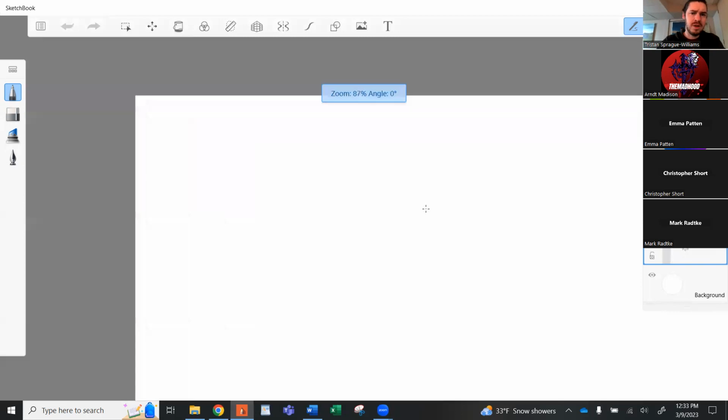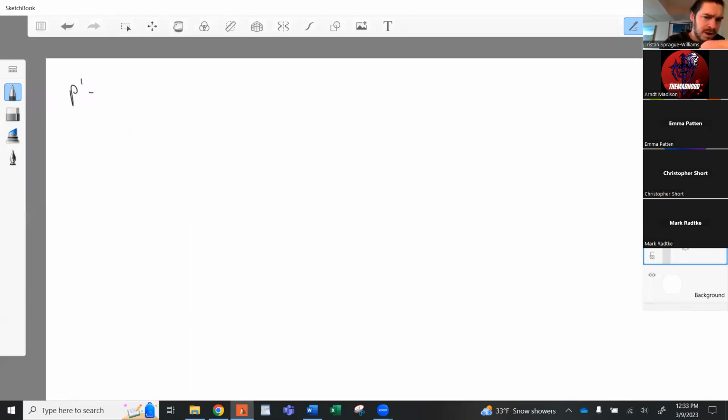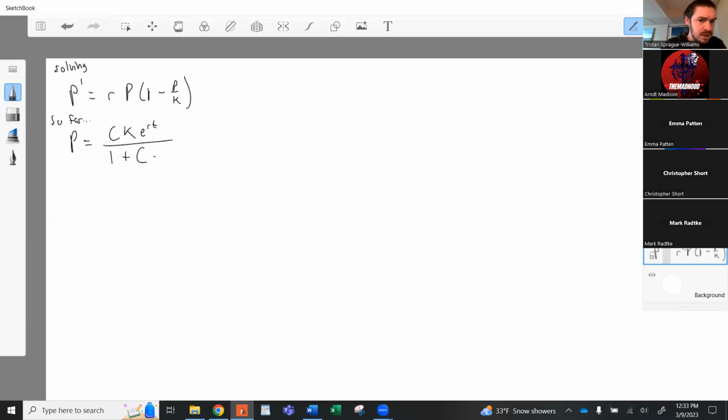Here's where we left off. We're solving P prime equals RP times 1 minus P over K. That's our logistic equation. And so far we have P equals C times K times e to the RT over, crap, I forgot, 1 plus C e to the RT. Yeah, that's right.